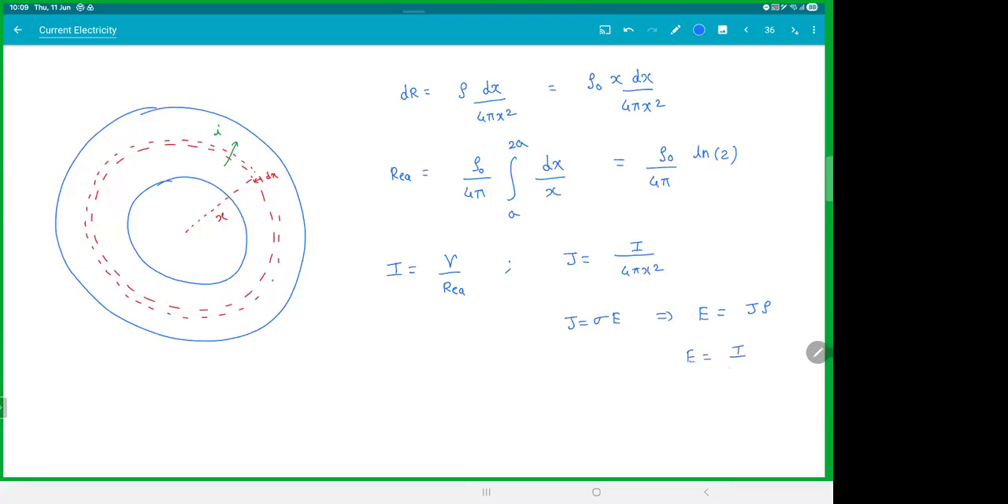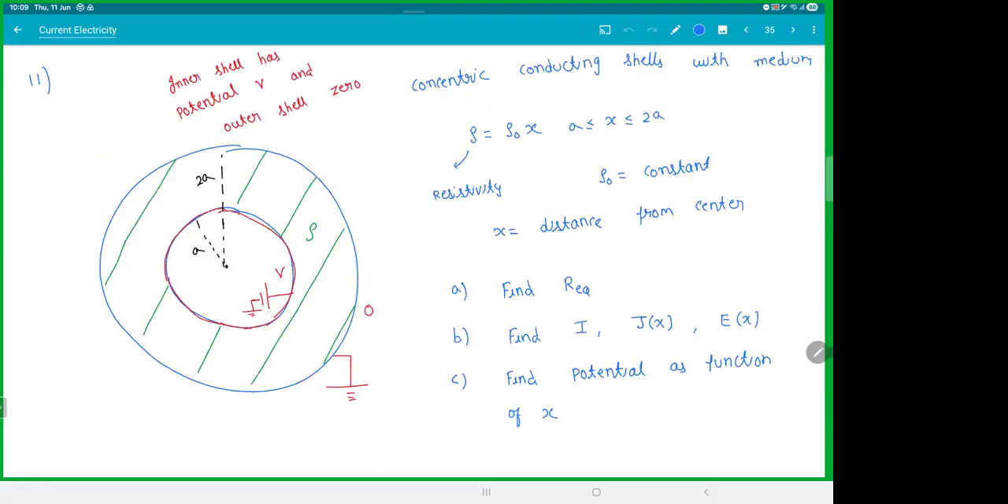So J is I by 4 pi x square. And rho is rho naught x. So we get electric field inside is equal to current, which is actually constant, times rho naught by 4 pi x. So this field is actually proportional to 1 by x. Please have a look at this. So this is the main thing. Once you got the resistance, everything will come back to back. Now, what else am I asking you?